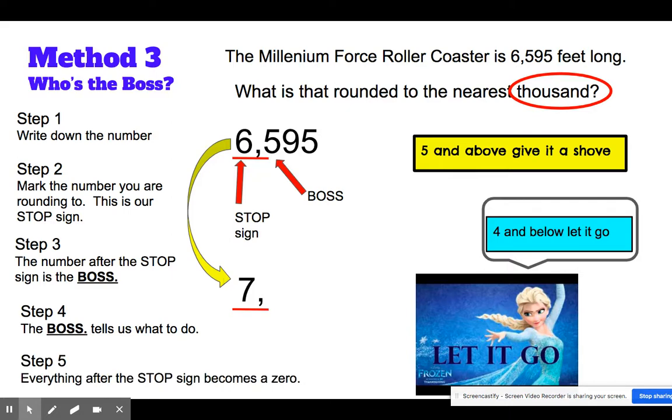Now, our last step is that everything after the stop sign becomes a 0. So this 5 here becomes a 0, this 9 here becomes a 0, and this 5 here becomes a 0. And there you have it. Let's go back to our question, which is what is that number rounded to the nearest 1,000? 6,595 rounded to the nearest 1,000 is 7,000. There's our answer.